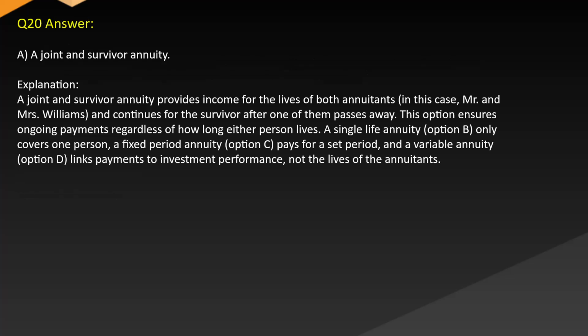Answer A. A joint and survivor annuity. Explanation. A joint and survivor annuity provides income for the lives of both annuitants, in this case Mr. and Mrs. Williams, and continues for the survivor after one of them passes away. This option ensures ongoing payments regardless of how long either person lives. A single life annuity, option B, only covers one person. A fixed period annuity, option C, pays for a set period. And a variable annuity, option D, links payments to investment performance, not the lives of the annuitants.